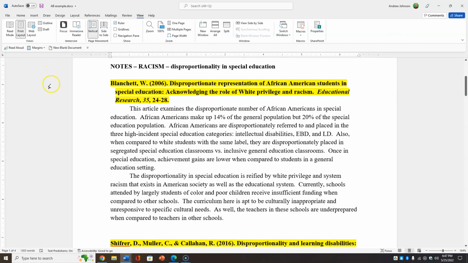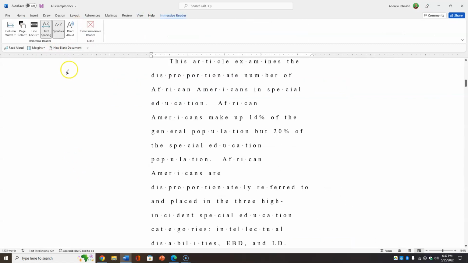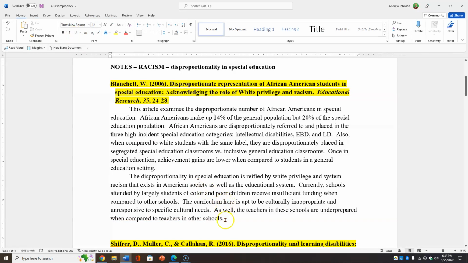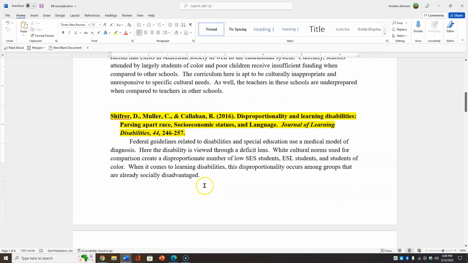View Immersive Reader, read aloud. This article examines the disproportionate number of African Americans in special education. African Americans make up 14%. You get the idea. Having it read aloud, you get a much better sense of the flow and the fluency of the article. So I would encourage you to do that. The read aloud function. If you don't have it on your computer, you can Google read aloud, and there's lots of free programs online you can do that with.